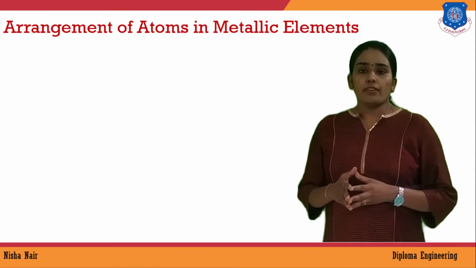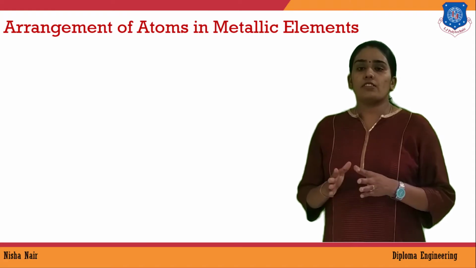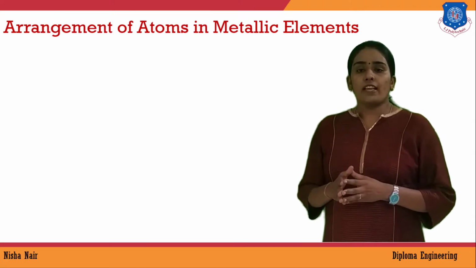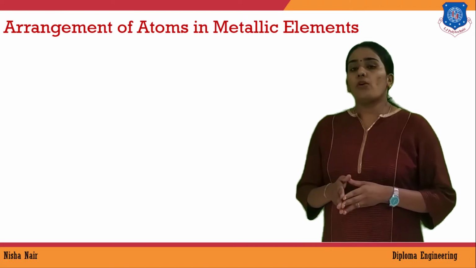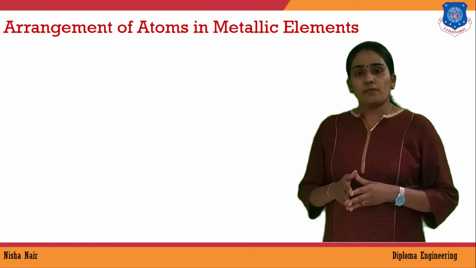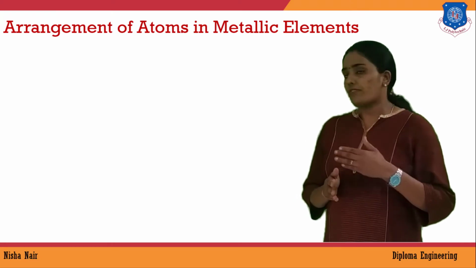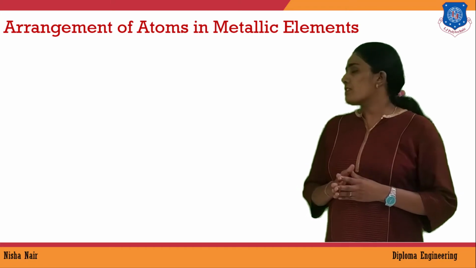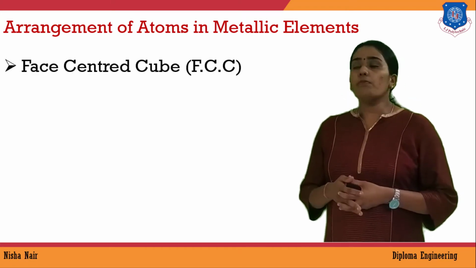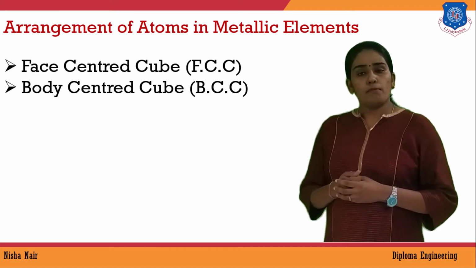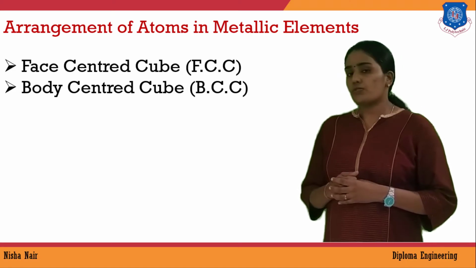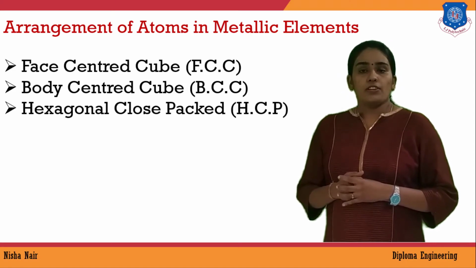Previously, we have learned about metallic bonds, which in general we can see in metals. Now here, the arrangements of atoms in metallic elements have been classified into three. The first one is known as a face-centered cube, the second one is known as a body-centered cube, and the third one is known as a hexagonal-centered cube.